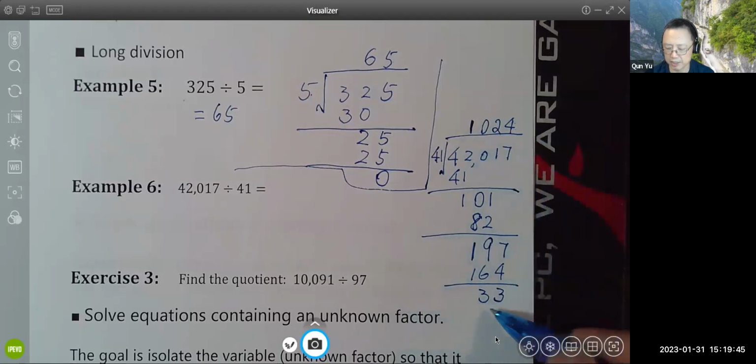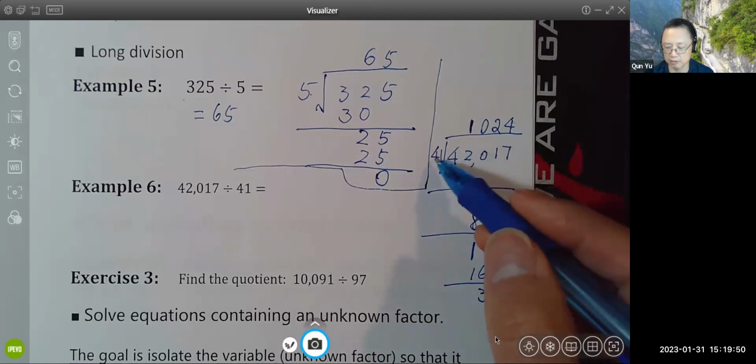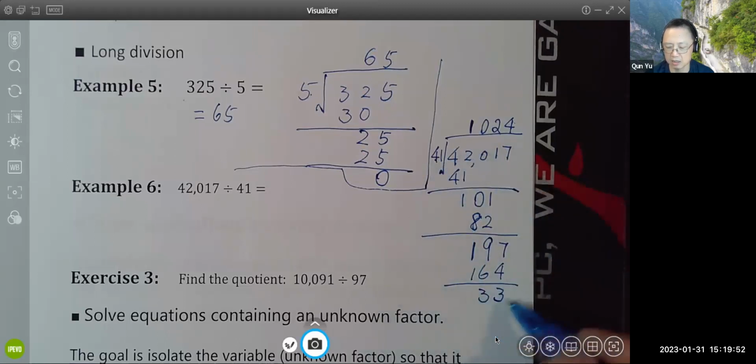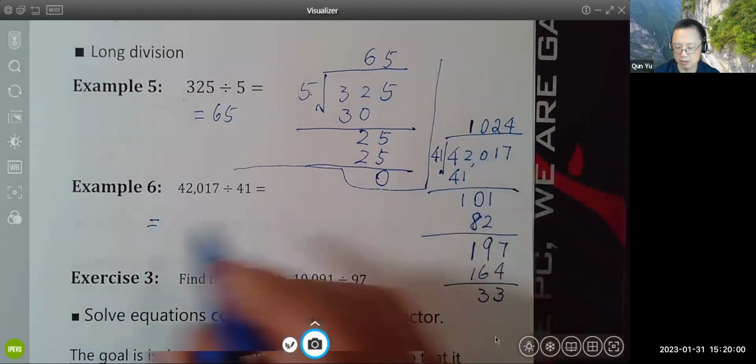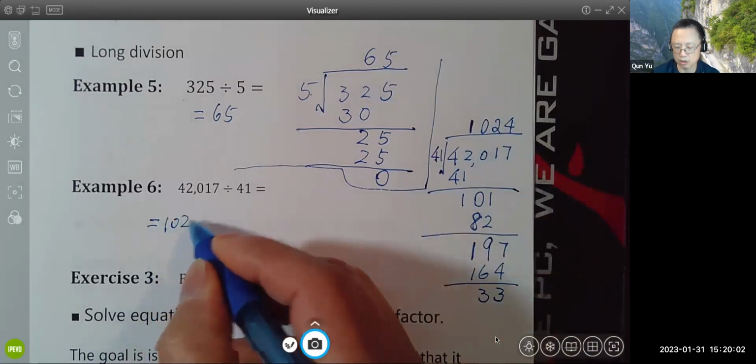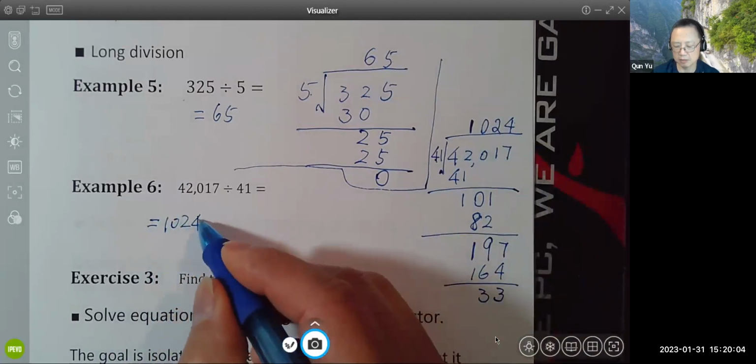But this time we don't have the division. We don't divide 41 evenly. We have remainder. Now, how do we write the answer if we have remainder? It goes like this. First, you write the quotient, 1024. Then you leave a little bit space here.